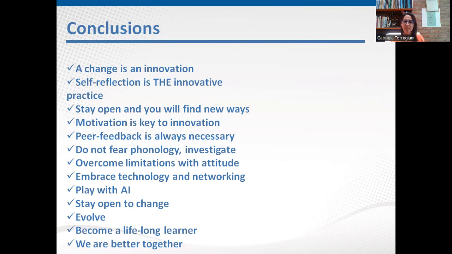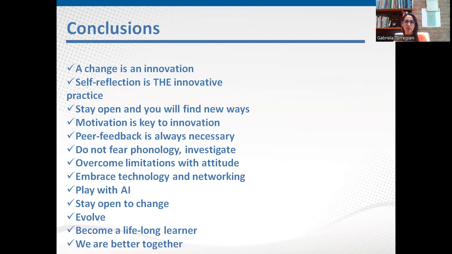Overcome limitations with attitude. Do not be afraid. Keep on learning. Keep on evolving. Keep on investigating and reflecting on your own work. Embrace technology and networking with the use of conversation partners in another country. We were able to network a lot.